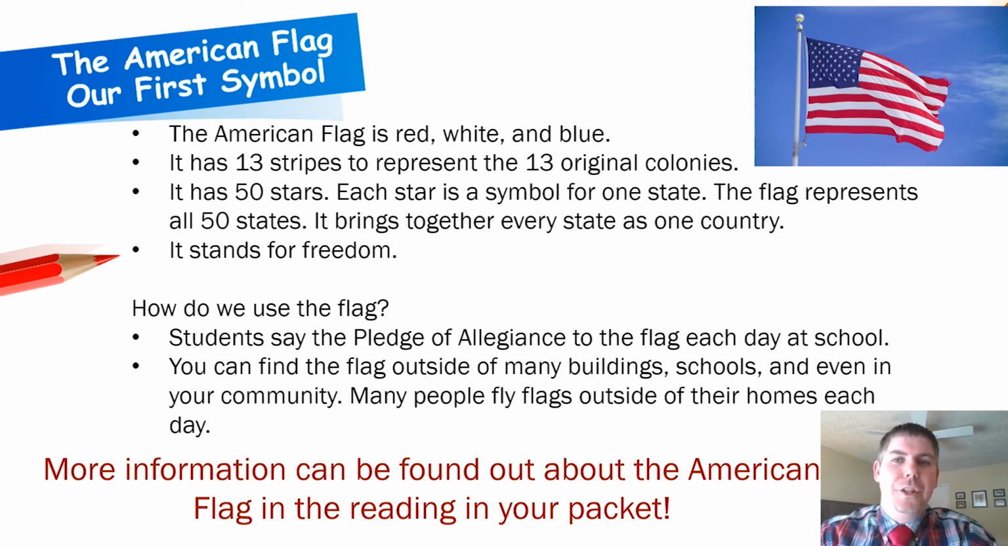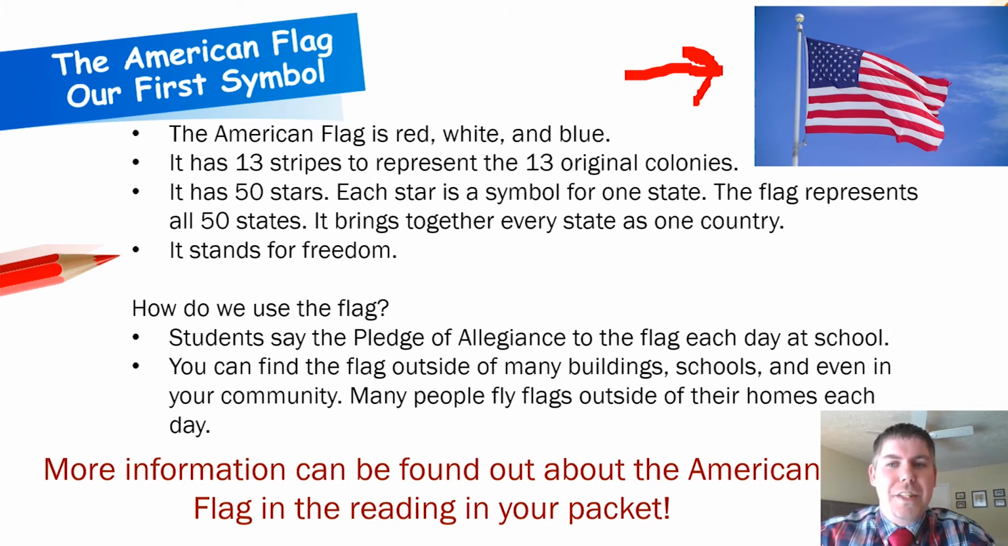In your packet, you should next see a reading about the American flag. It's called The American Flag, Our First Symbol. The reading has a lot of great information about the American flag. You can read it to find even more awesome information about our flag, and definitely check it out later. The American flag, which is this flag up in the corner, is red, white, and blue. It has 13 stripes to represent the 13 original colonies. A colony was like a state. You'll learn more about that later.